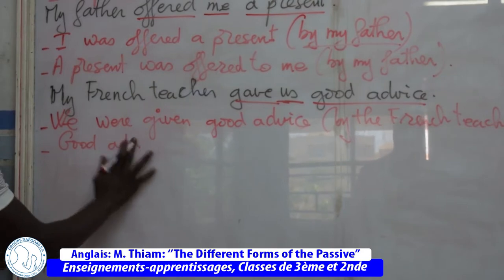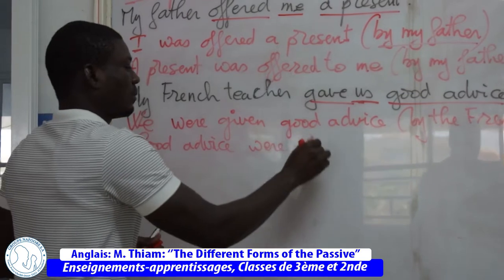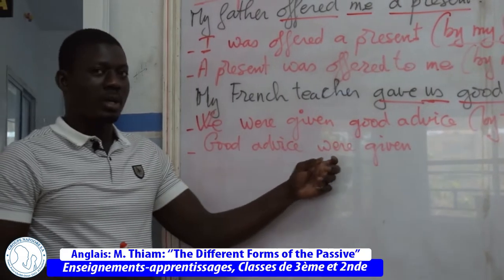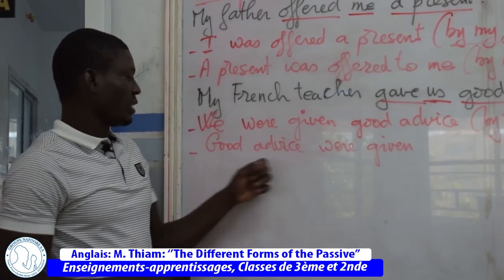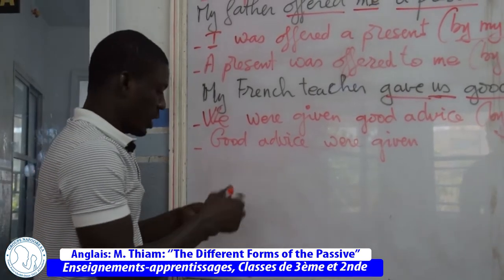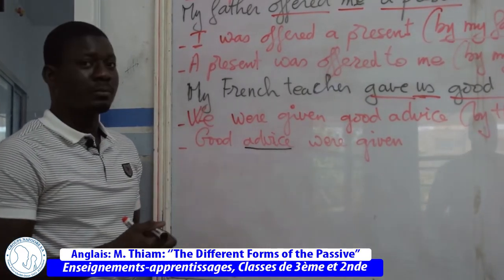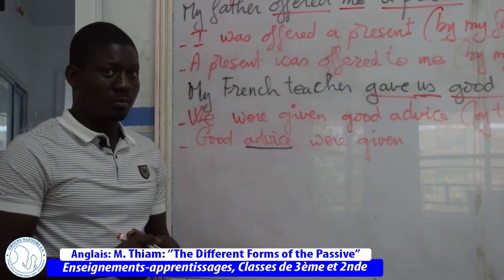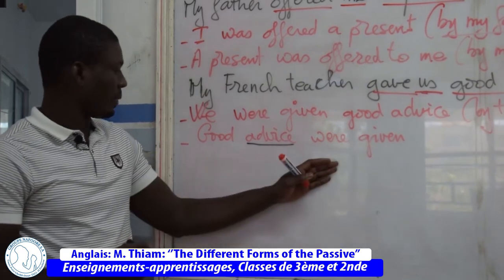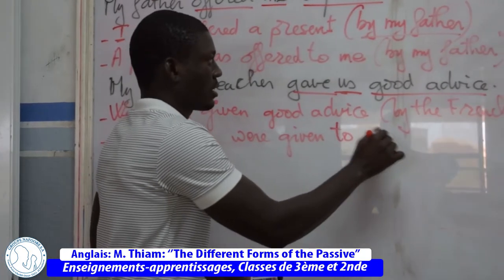Good advice. Okay? Were given. Some of you will certainly wonder why we have were here. And some of you will think that this is a singular. But no, it's not singular. This is plural. Remember, we learned in class that advice is always used in the plural form. So, advice is always in the plural form. Some advice, a piece of advice, but advice is plural. So we say were. Good advice were given to us.